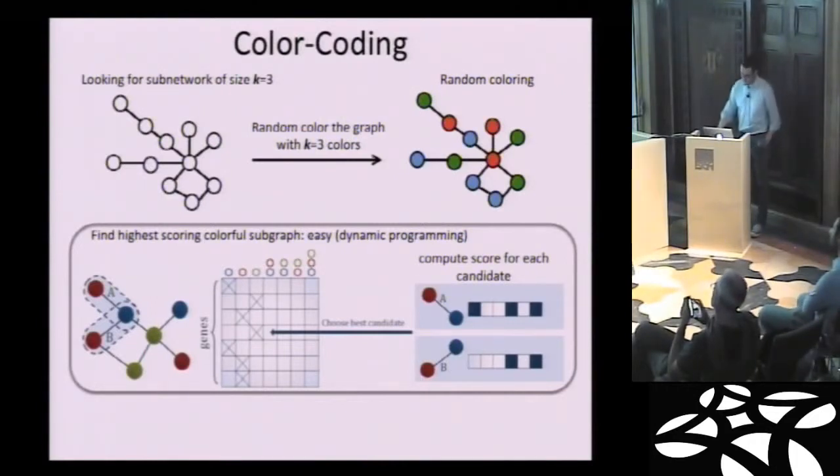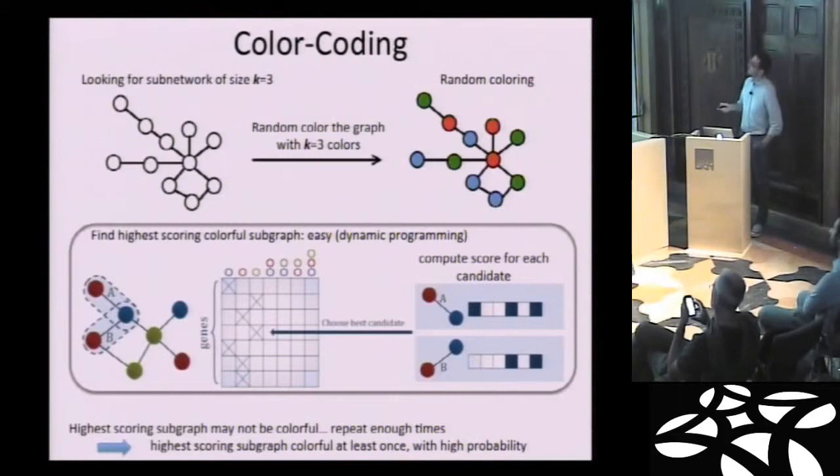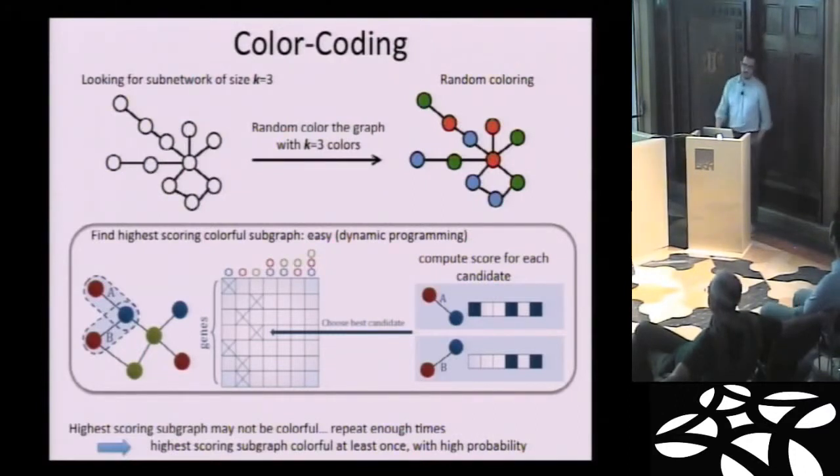scoring colorful subgraph efficiently. And now what we have is that in this case, the highest scoring subgraph may not be colorful, but if we repeat the process enough times, we can prove that the highest scoring subgraph will be colorful at least once, so with that probability we identify it. Okay, so this seems like a simple algorithm to use, so we can probably use it as it is for our method, and we just modify it in not too many ways.